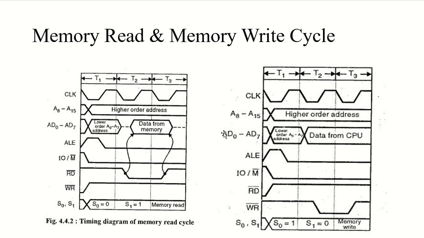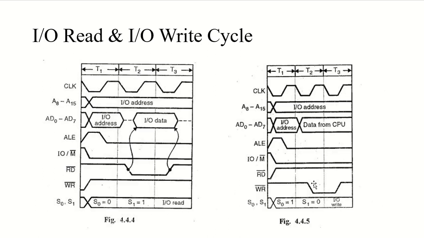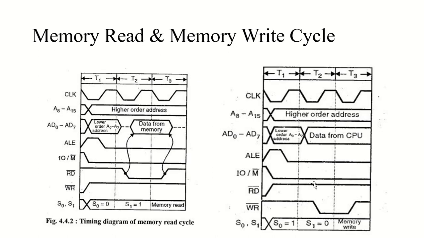In the second step, the T2 stage, the address on AD0 to AD7, like A0 to A7, is removed, and the data to be stored in the memory is transferred on these lines. The control signal write is made low. See here, the control signal is made low. This low will make the memory activate to accept the content on the data bus, and the accepted contents are stored in the selected location.